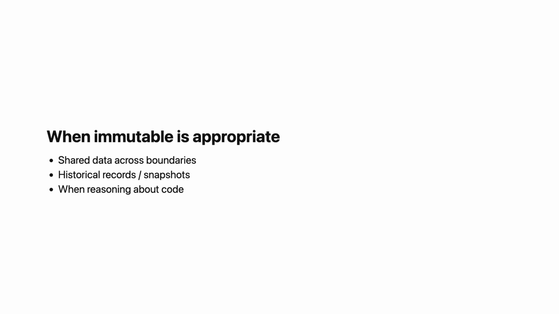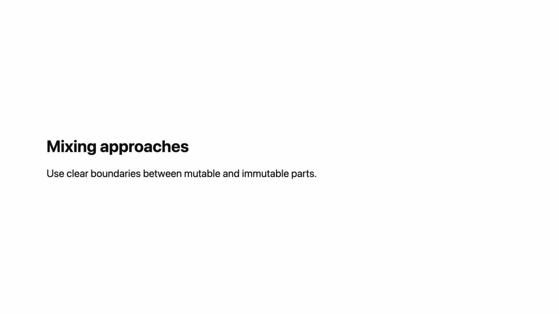Prefer immutability when reasoning about code. If you need to understand what a piece of code does, immutable data makes it easier. You know data input equals data output. Start with immutability. Introduce mutation only when you have a clear reason. This is safer than starting mutable and trying to add safety later.